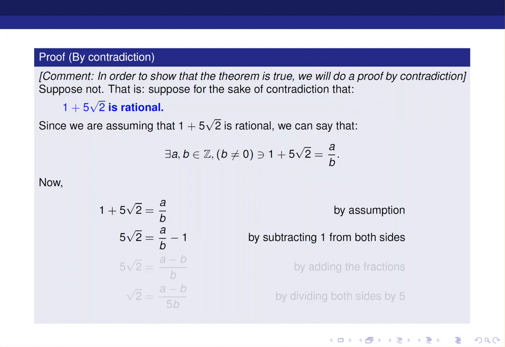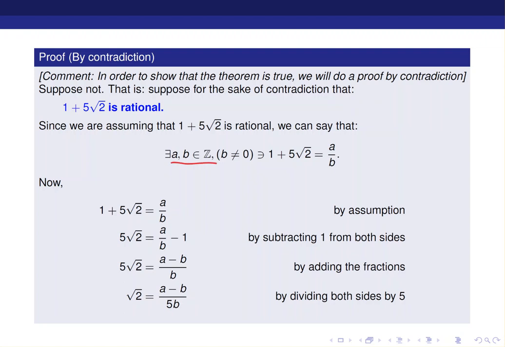So first I can take out the 1 by subtracting 1 from both sides. Then I can combine the a over b minus 1 together into one fraction by using common denominators. And finally, I can divide both sides by 5 to end up with a minus b divided by 5b, and that's equal to the square root of 2.